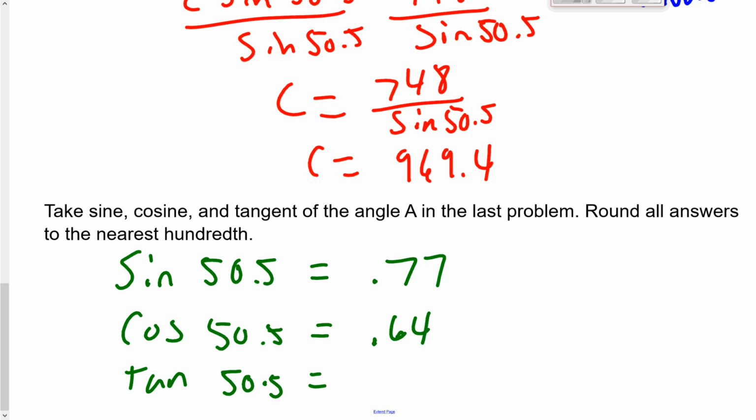Okay, so that is 0.64. So cosine of 50.5 is 0.64. Now let's find tangent. Tangent of 50.5 degrees is 1.21. And we know tangent can be anything, right? From negative infinity to positive infinity. Okay, so those are our sine, cosine, and tangent of angle A.